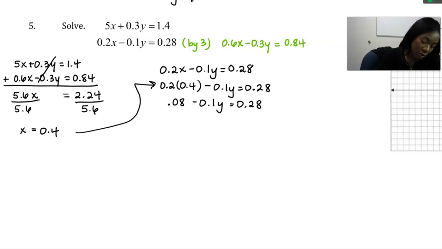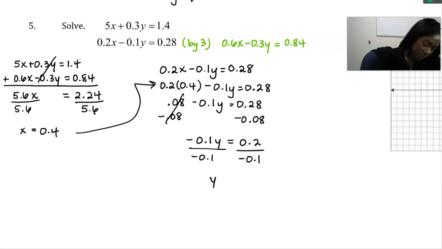We're going to be able to solve this equation for y if we get everything on the other side of the equation. 0.2 times 0.4 is 0.08. So I'm subtracting 0.08 from both sides of this equation. So now I have a negative 0.1y is equal to 0.2. And now I'm going to divide both sides of this equation by negative 0.1. And 0.2 divided by negative 0.1 is a negative 2.